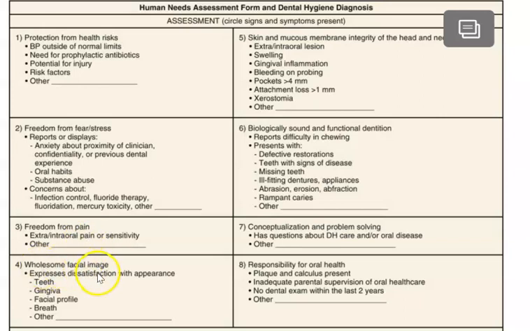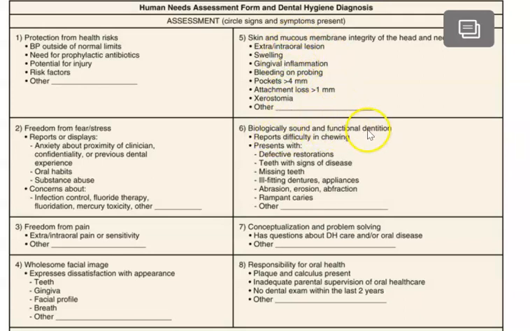Wholesome facial image. We want our client to be happy with the way they look, with their breath, with the way their facial profile is, with their gums, with their teeth. If they're not, we'll make suggestions on how they can improve. Skin and mucous membrane. We want everything inside their mouth to be healthy. We don't want any lesions, we don't want any swelling, we don't want any bleeding, we don't want any deep pockets, any cal, any dry mouth. If there is, we're going to address it.